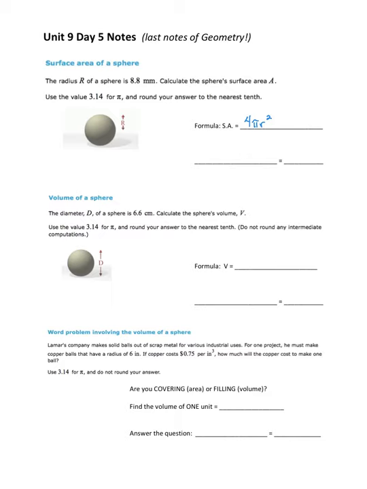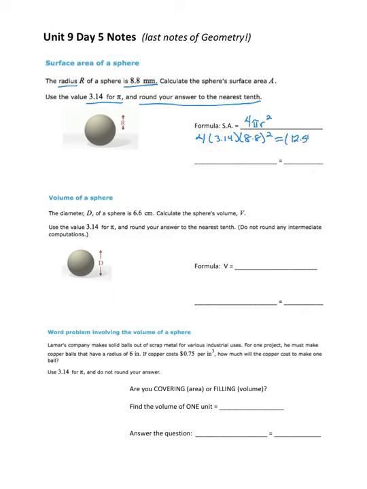Alrighty, once you got the information, you just do the math. Let's see. The radius is 8.8 millimeters. 3.14 for pi. Round your answer to the nearest tenth. So we're just doing, I'll do it right here. 4 times 3.14 times 8.8 squared. Okay? Equals, I'm going to do this in 2 steps just so you can see. 4 times 3.14.